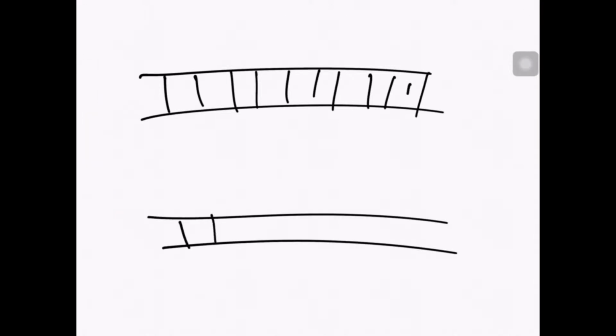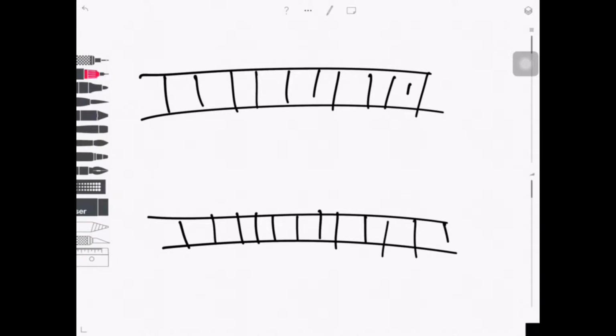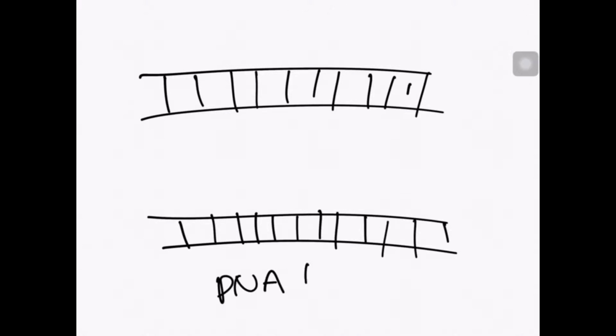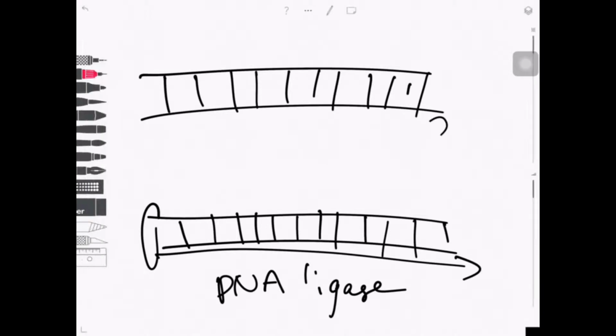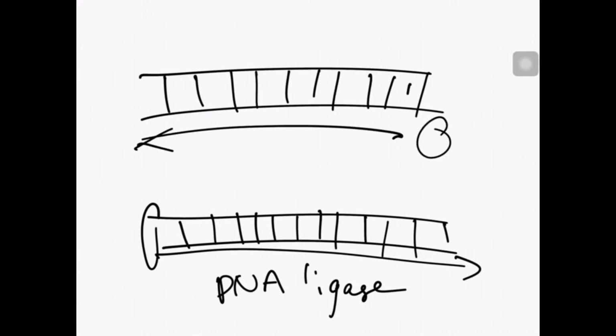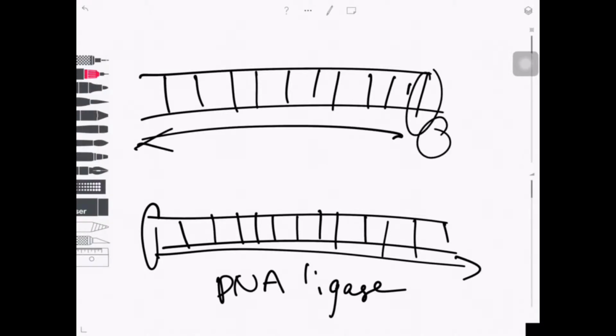There's only one final step to complete the replication process, and that is for the DNA ligase. And what the DNA ligase is going to do is go over the DNA structure for both the strands, and it's going to begin, of course, sealing up the phosphate backbone, which we have broken down at the very start.